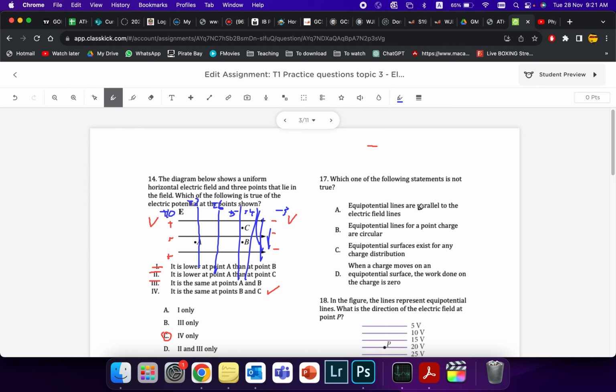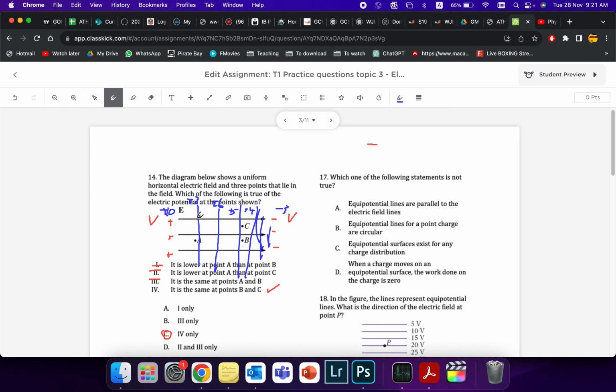So when this says the equipotential lines are parallel to the electric fields, which means they're in the same direction, well, that's wrong because this is not parallel. This is perpendicular, if you've noticed. So this actually already is wrong. For a point charge would be correct. If you had a point charge, the equipotential lines go like this.